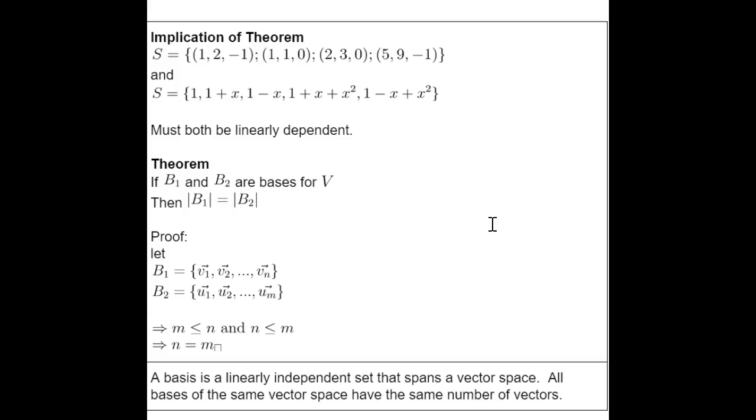It's linearly dependent. So the argument then is that if two sets are both bases for the same vector space, then they have to have the same size. How do we prove this? It's really simple. Assume that they don't have the same size, right? Well, then, since they're both bases, the size of one has to be less than or equal to the other. Same goes the other way around. The only way that both of those can be true is if they have the same size. So in summary, a basis is a linearly independent set that spans a vector space, and all the bases of the same vector space have to have the same number of vectors.